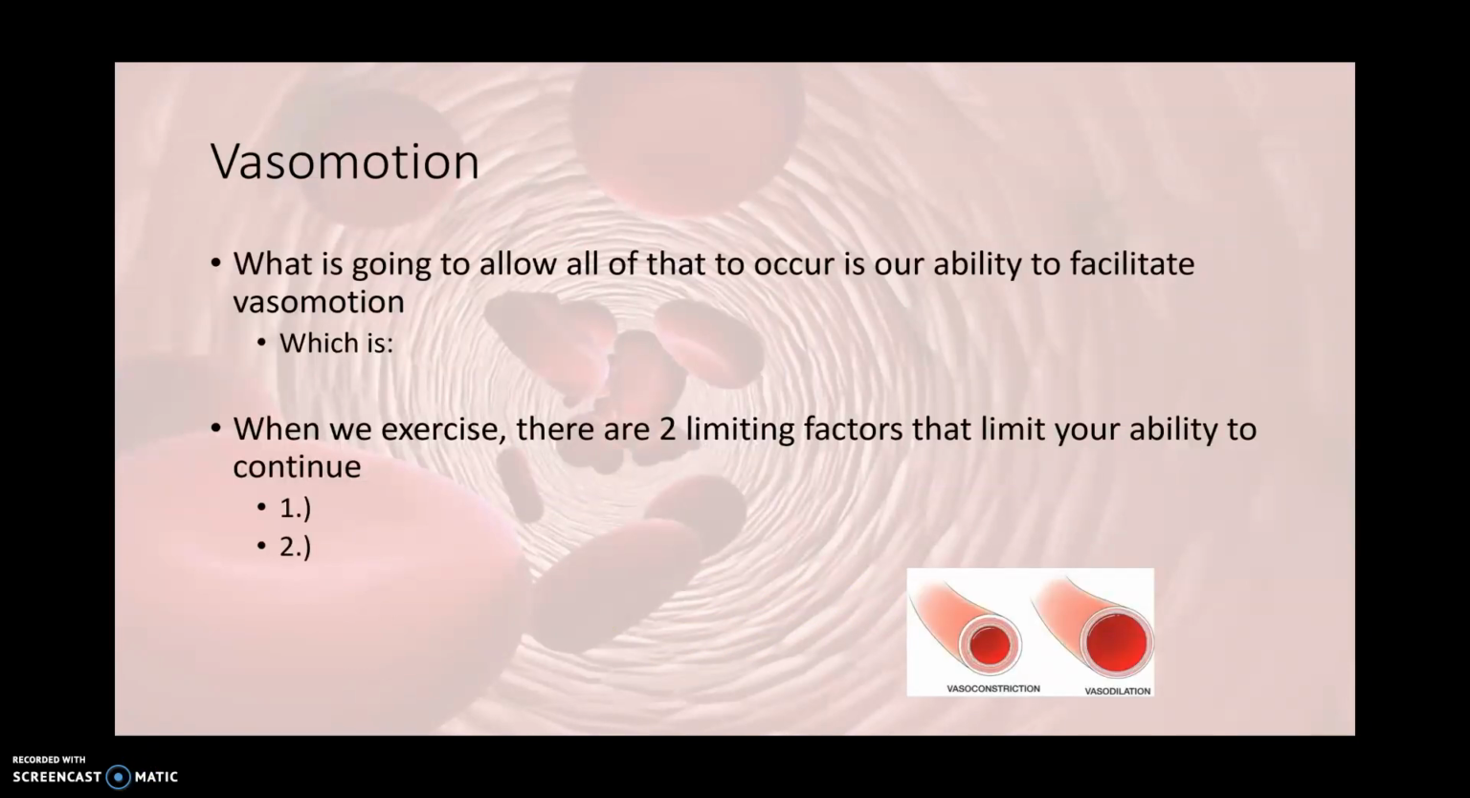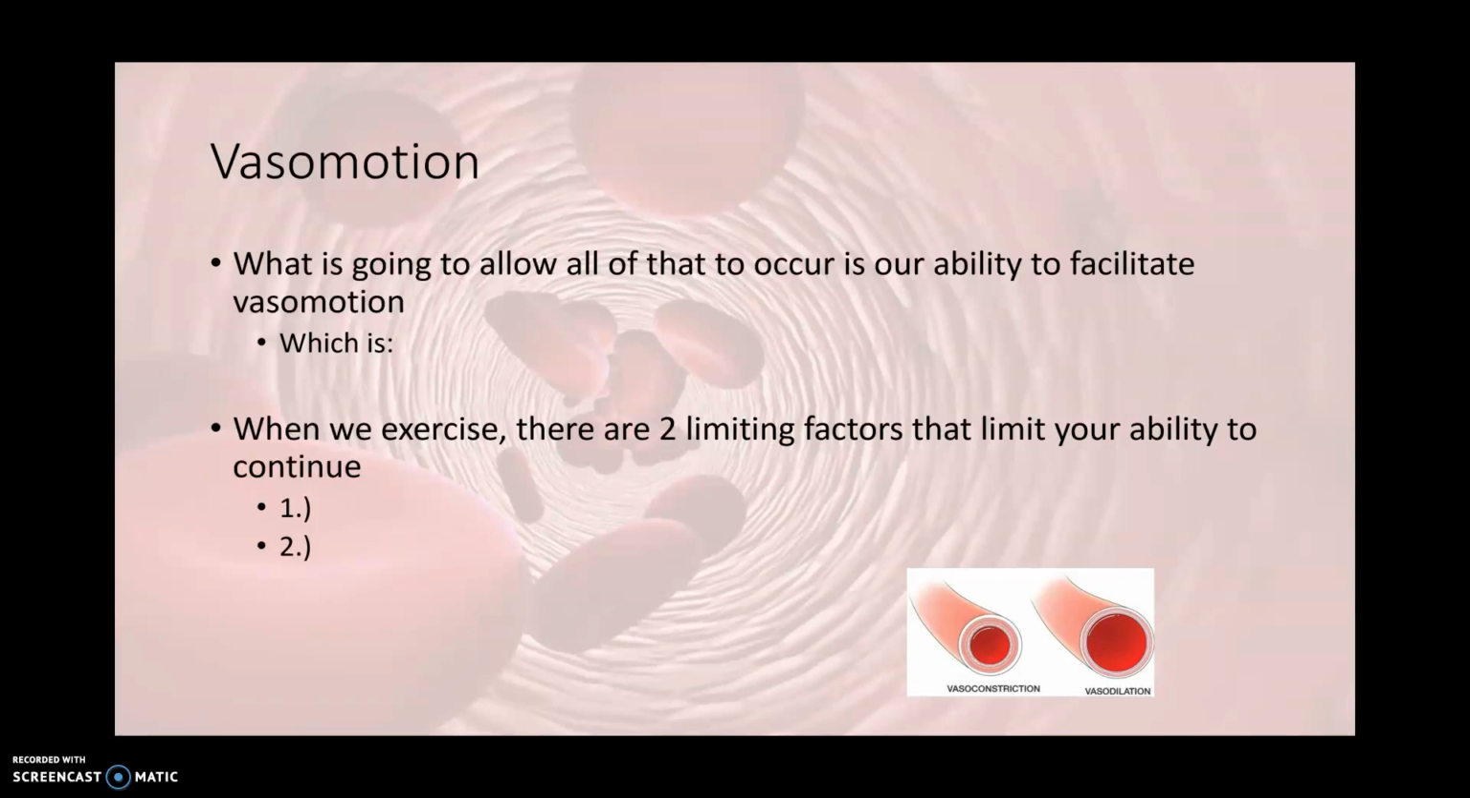Okay, let's talk about vasomotion. Allowing all of these blood changes to occur in vessels, a decrease and increase in stroke volume, and blood shunting from one area to another, is all determined by something called vasomotion. What is vasomotion? It's the ability to change the size of our blood vessels. So this is critical in changing pulsatile flow to steady flow.